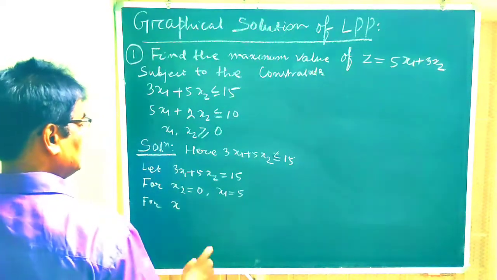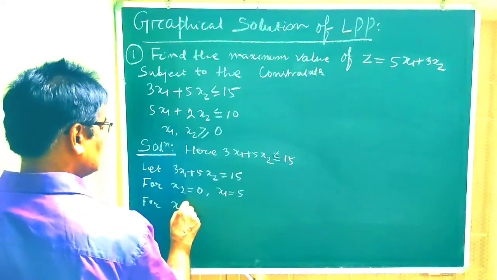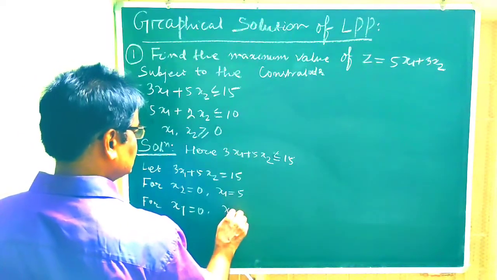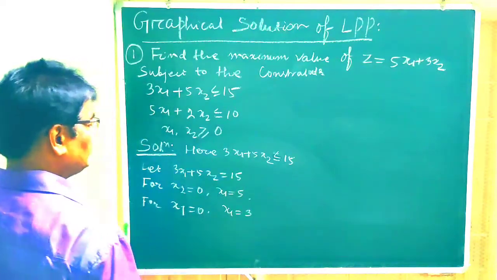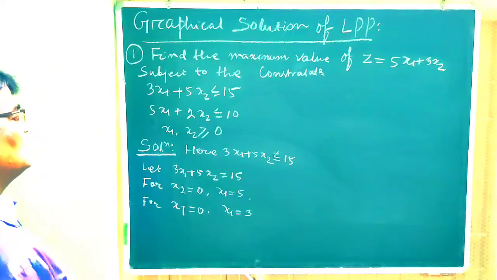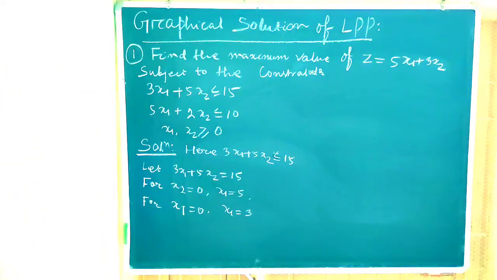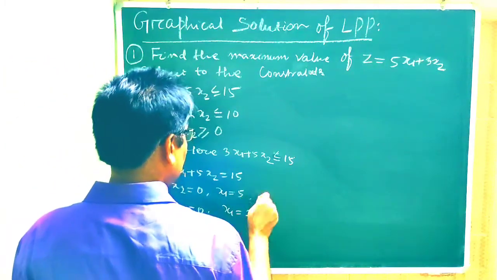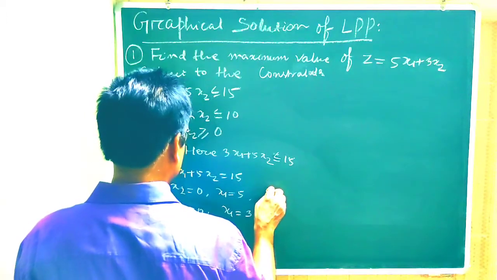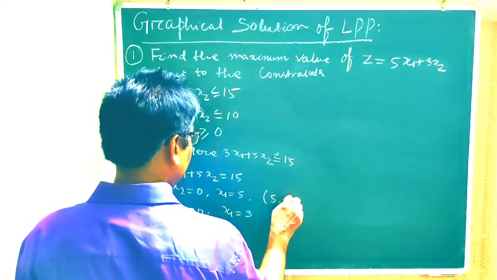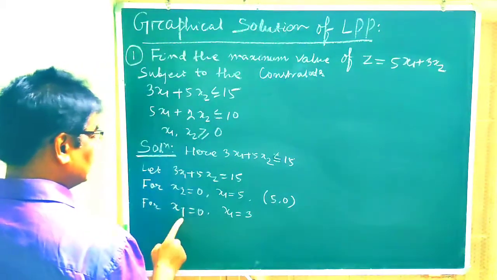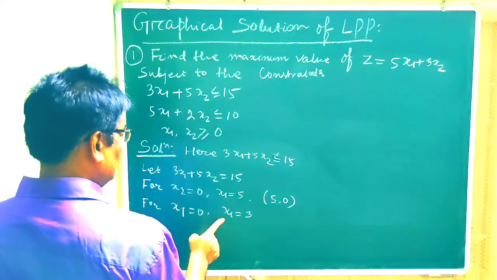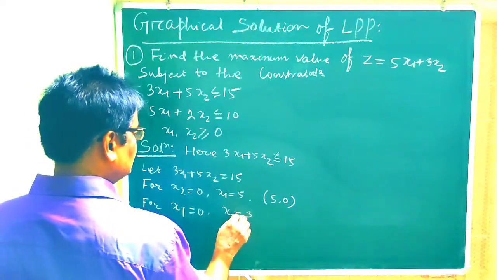For x1 is equal to 0, we get 5x2 is equal to 15. So x2 is equal to 3. Here x2 is equal to 0 and x1 is equal to 5. The point will be on the x-axis, that is 5, 0. And here x1 is equal to 0, x2 is equal to 3.